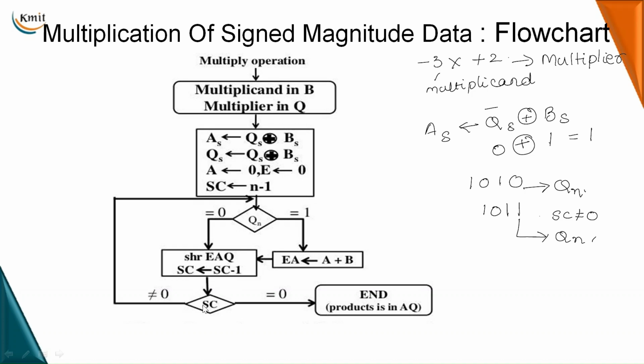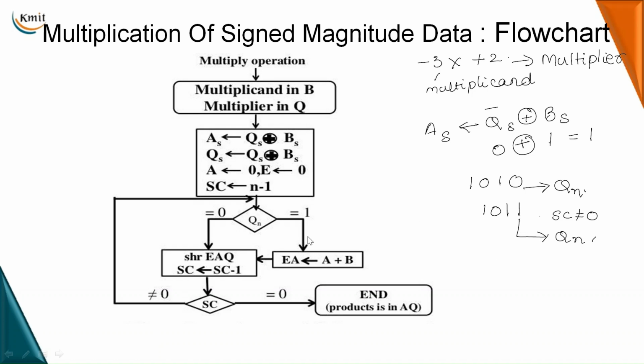Once this step is over, I have to again check the value of my sequence counter after decrementing. If it is equal to 0, that is the end of my multiplication, and whatever is in the A register and Q register, that is my final product. If it is not equal to 0, again I have to go to the loop and check the value of Qn. Say for example, after performing a shift right, this is the content of my Q register, 1011. Now again I will check Qn.